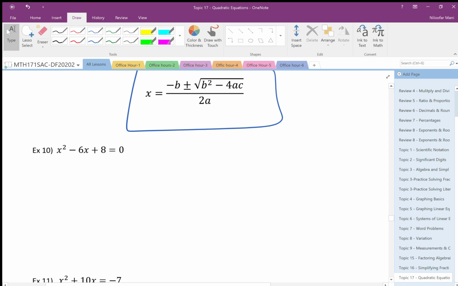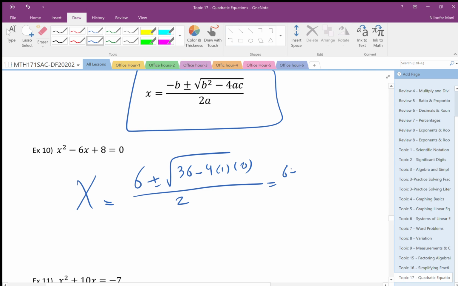Okay, so x is 6 plus minus radical 36 minus 4 times 1 times 8, over 2, which is 6 plus minus radical... did I make any mistake? Okay, 36 minus 32, which is 4, over 2, which is 6 plus minus 2 over 2, which is 8 over 2, or 4 over 2: 4 and 2.